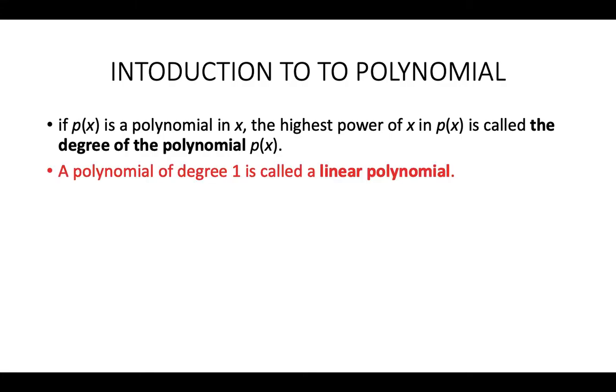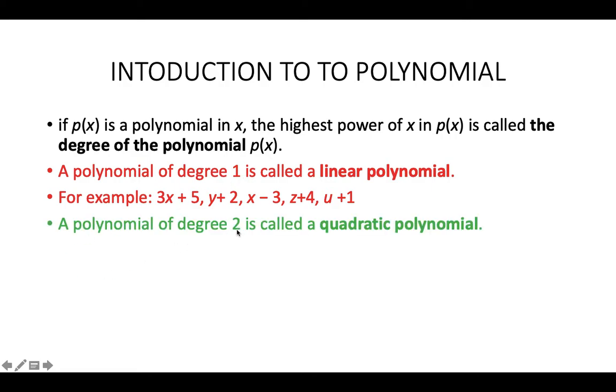First of all, any polynomial of degree 1, meaning the highest power of any variable is 1, is known as a linear polynomial. For example, 3x plus 5, or y plus 2, or x minus 3, or z plus 4. As you can see, in all of these the power of the variable is 1. Therefore, it is a linear polynomial, because the highest power is 1.